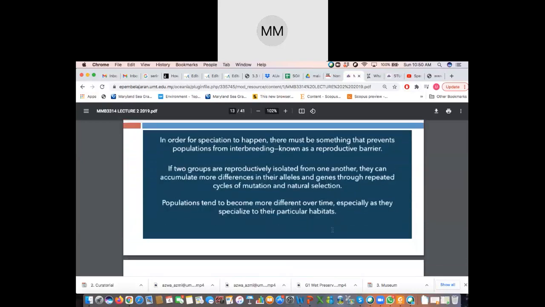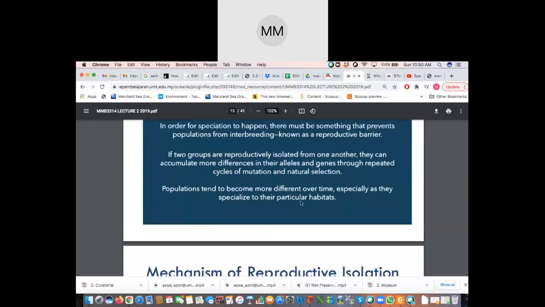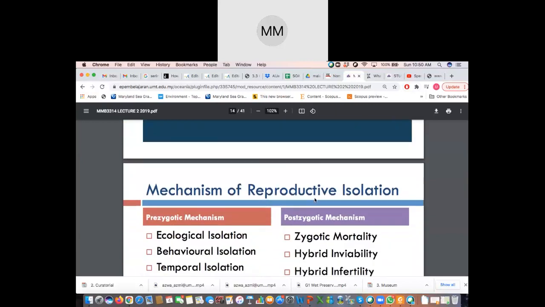So in order for speciation to happen, there must be something that prevents interbreeding. If two groups are reproductively isolated from one another, they can accumulate more differences in their alleles and genes through repeated cycles of mutation and natural selection. And populations tend to become more different over time, especially as they specialize in their different particular habitats.